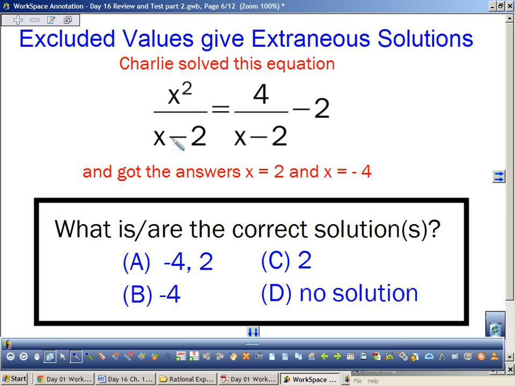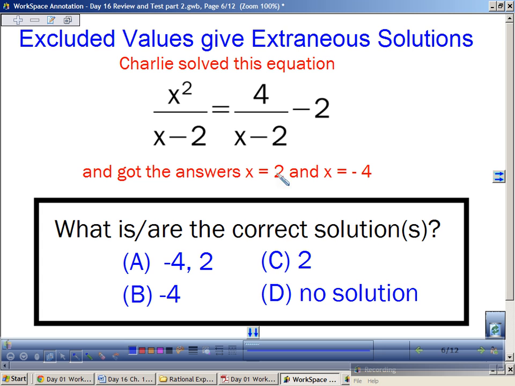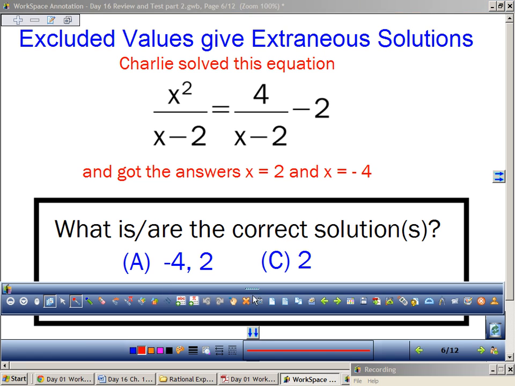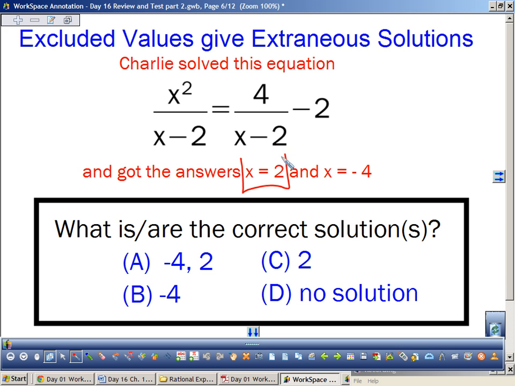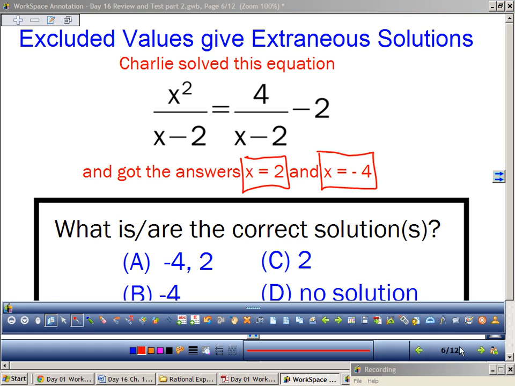Charlie solved this equation. You don't have to do it. He already solved it for you and got the answers x equals 2 and x equals -4. That's your answer, right here. The solution to the problem is this. He already did the work for you. What is or what are the correct solutions? Talk with your shoulder partner.